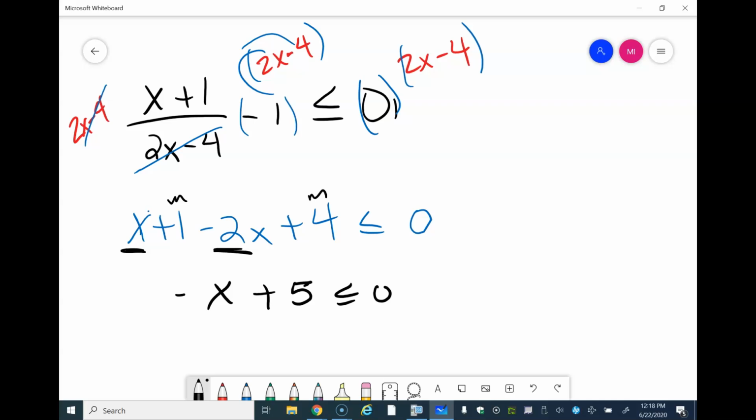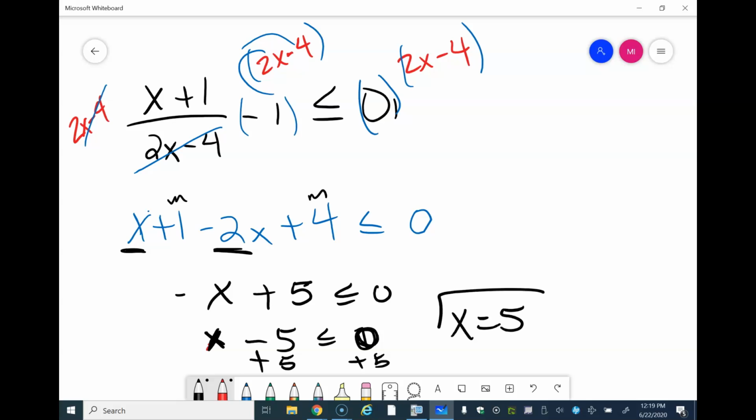So I can flip all the signs to make this x positive. So this is going to be a positive x minus 5, and that's still going to be 0 in this case. And then if we add 5 to both sides, this gives us x is equal to 5. So 5 is going to be one of our zeros.